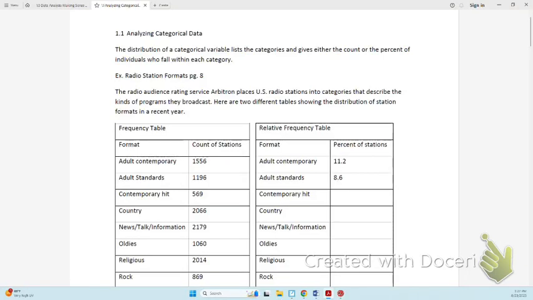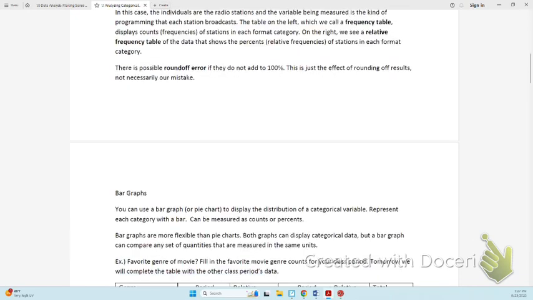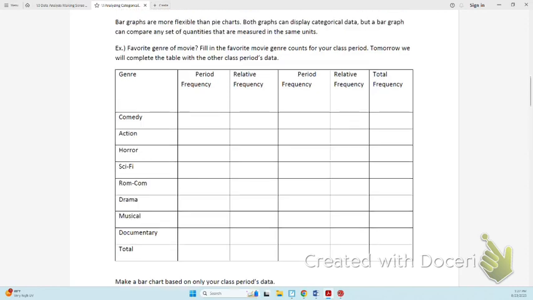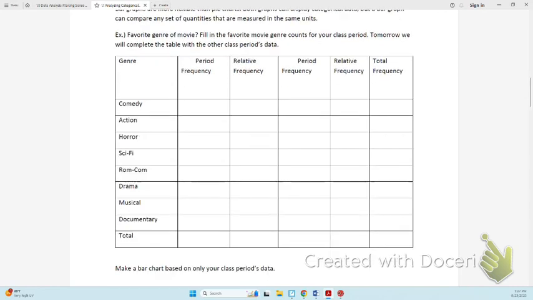In stats today, we came close to wrapping up this handout. Here it is. On Tuesday, we filled in this table by class period. So here were the results. In first period, there were 2 people for comedy, and a total of 24.